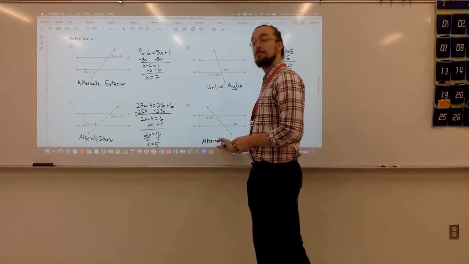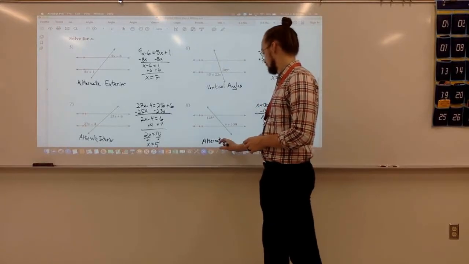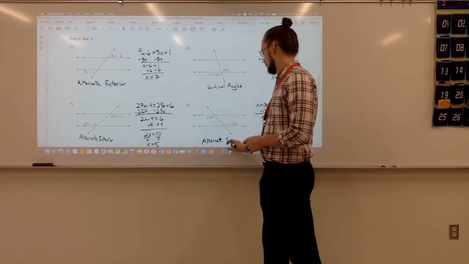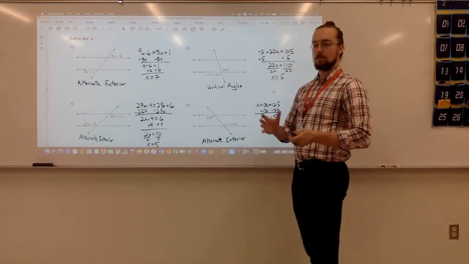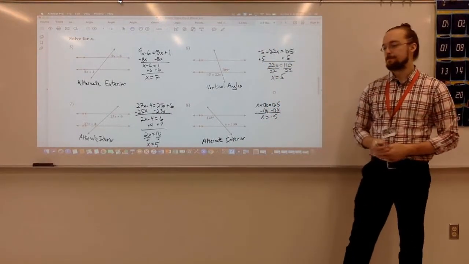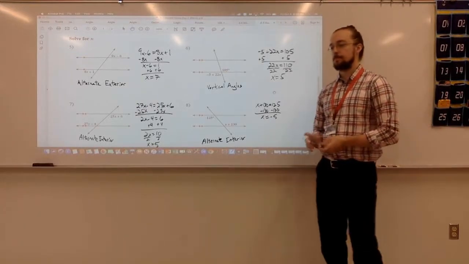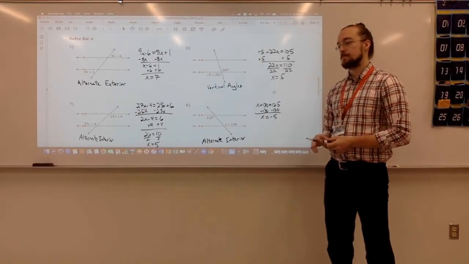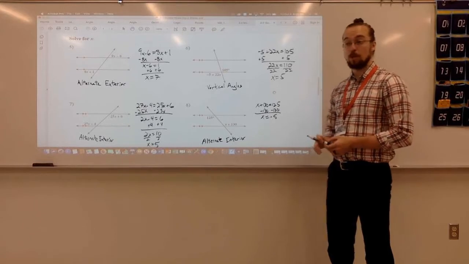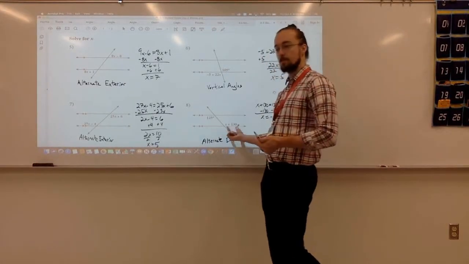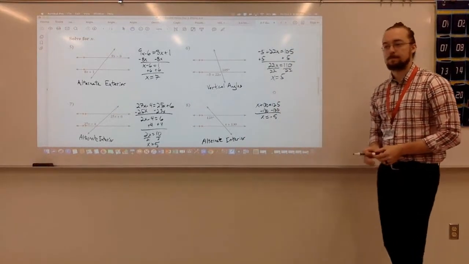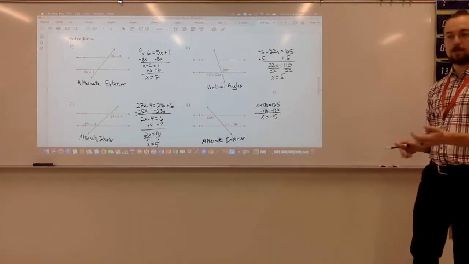And then these are the same. Can you get a negative number for an angle? We can get a negative for x, but not for an actual angle measure. So as long as when I plug this value back in, I get positive numbers, then we're good.